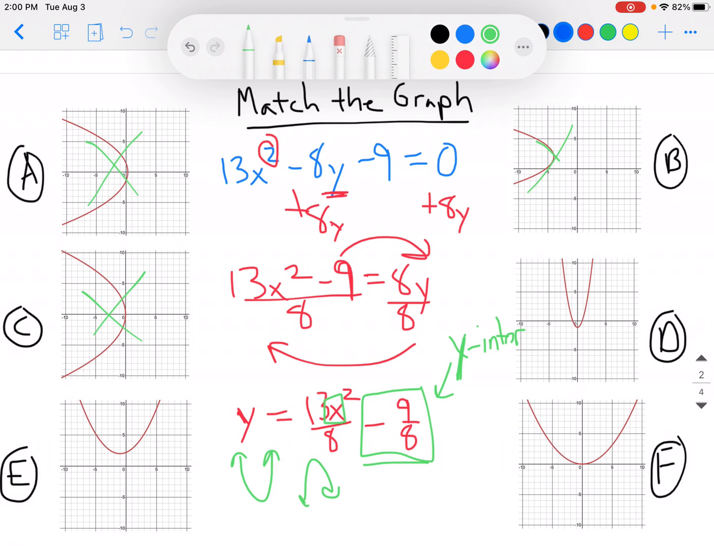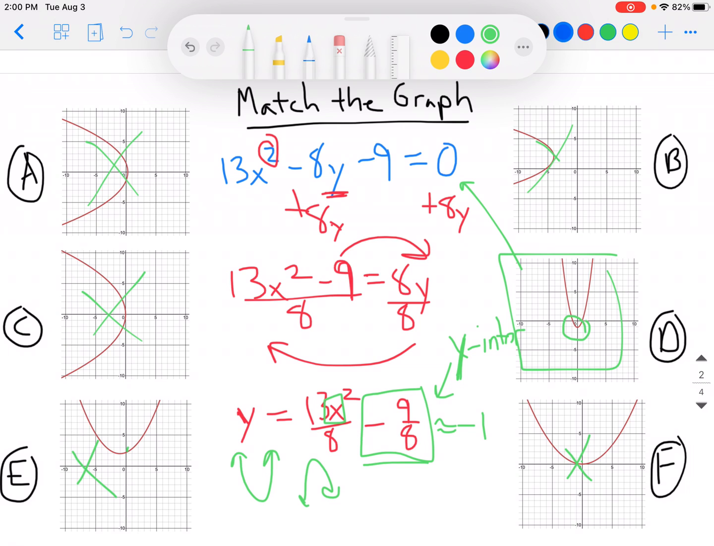The y-intercept on E is at like 2 something, so it cannot be E. This is roughly equal to -1. Taking a look at F, it's at the origin, so it can't be that. But if we look at D, that y-intercept looks like it could be at about -1, and the other ones clearly aren't there, so by default, this has to be the graph to that equation.